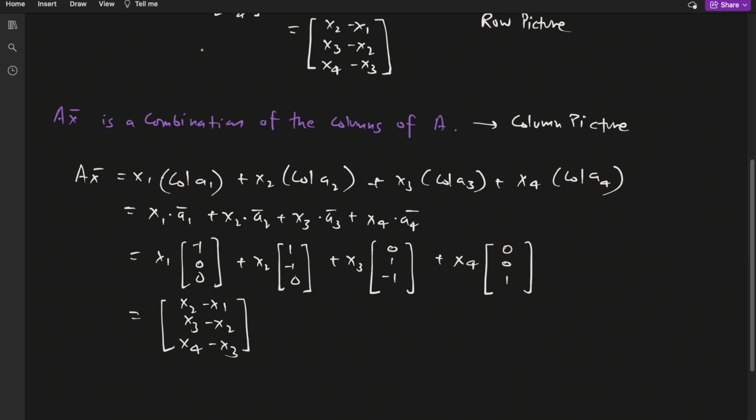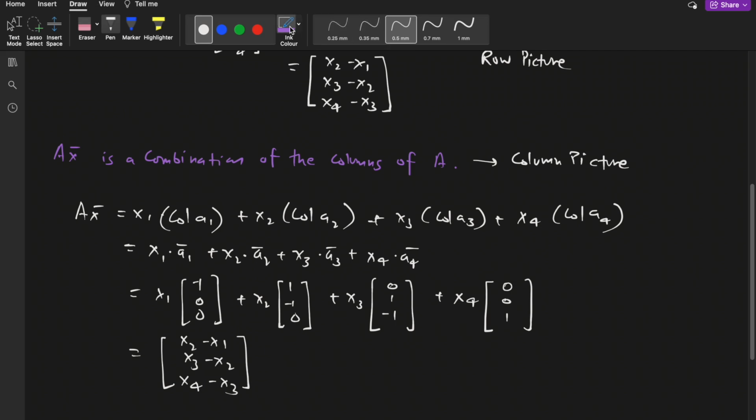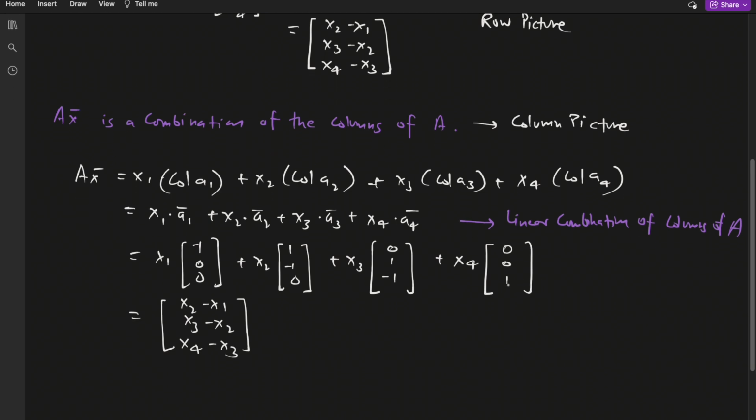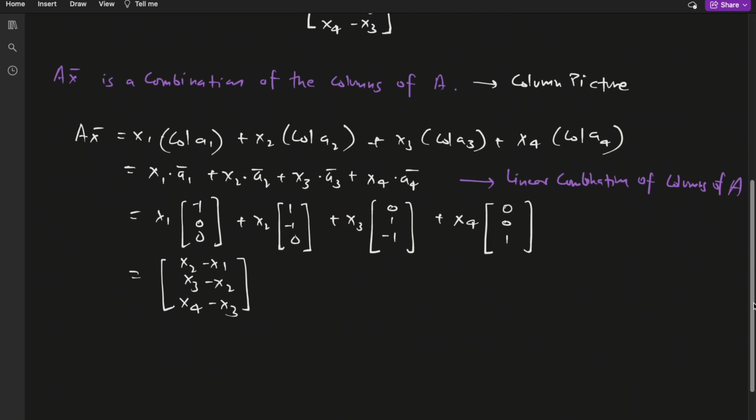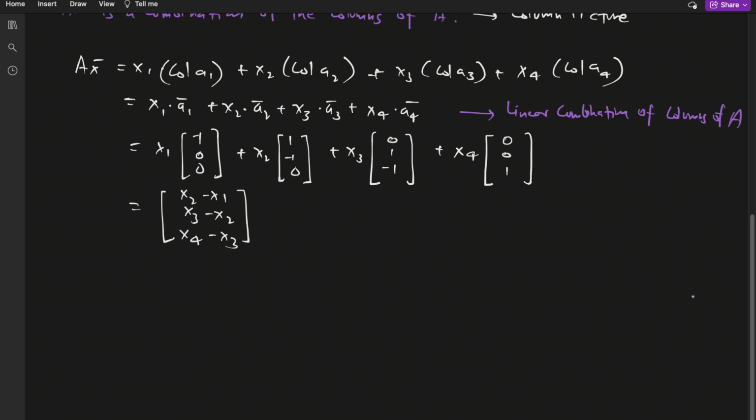So what is this? This is linear combination, right? We have studied this. This is nothing but linear combination of columns of A. All right. Now we will try to visualize this.